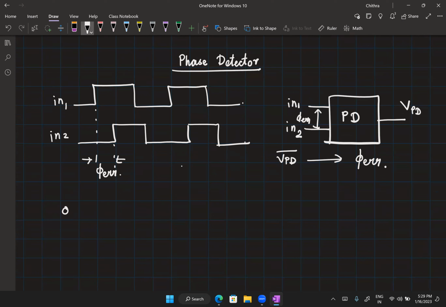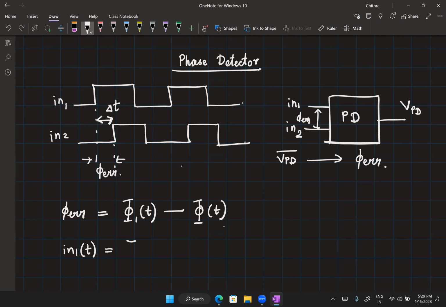So this phase error is basically the difference between the total phase of the first signal minus the total phase of the second signal. Now, in all our discussions on delay lock loop, both the waveforms will have the same frequency. Okay. So now let me say for this particular case, let's say in2 is lagging in1 by an amount delta t. And let me also represent my in1 of t as some function into gamma omega naught t. I'm assuming that it doesn't have any initial phase.